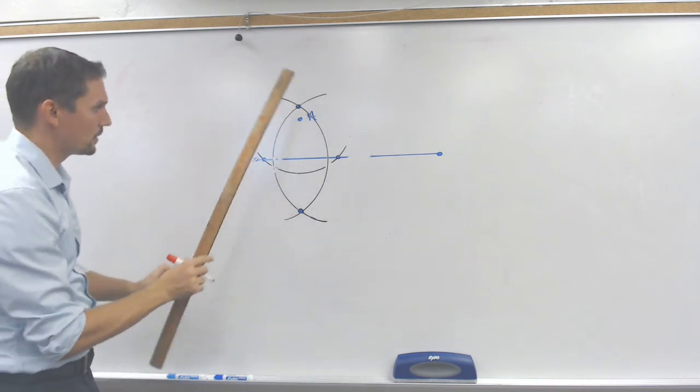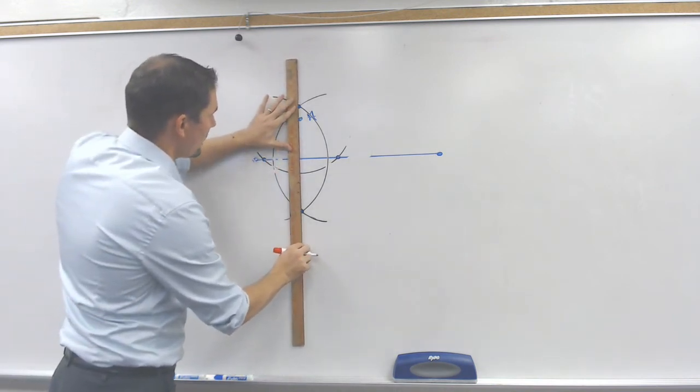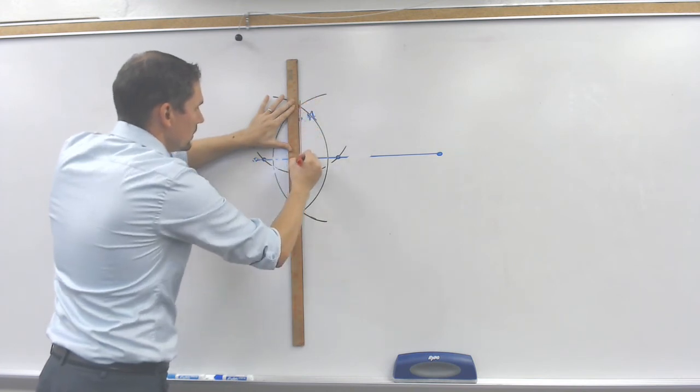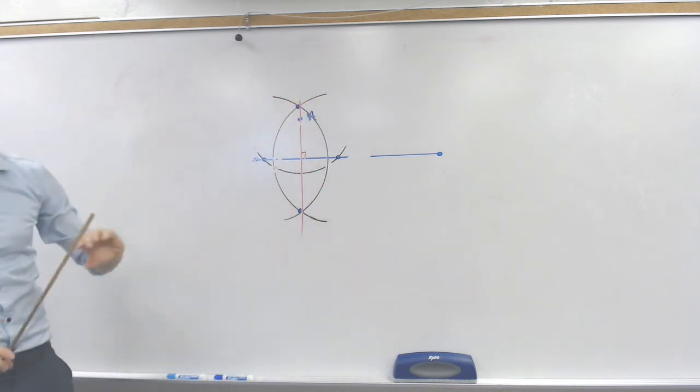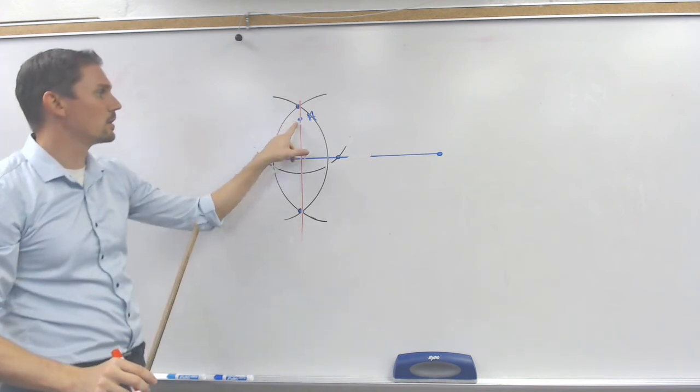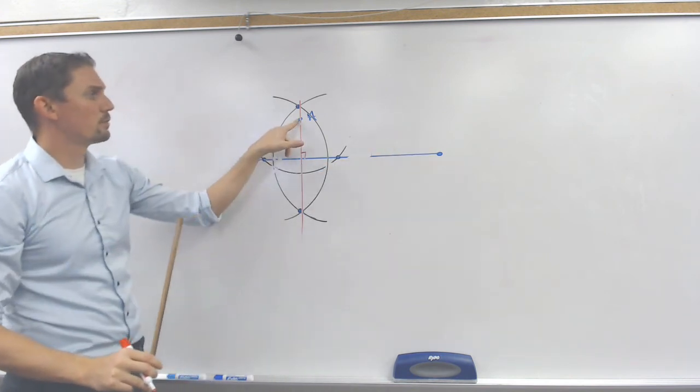But not only that, but they should be a 90-degree angle that conveniently go through point A. And that was our end result, to get something that went perpendicular to the original blue line through point A.